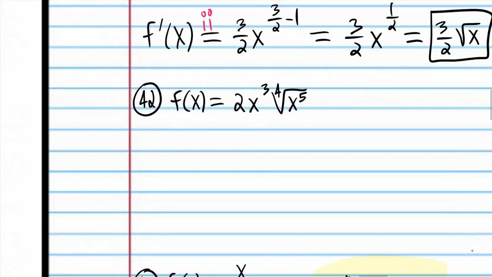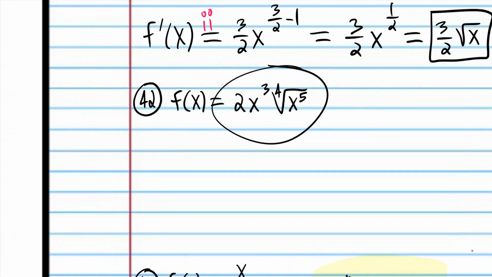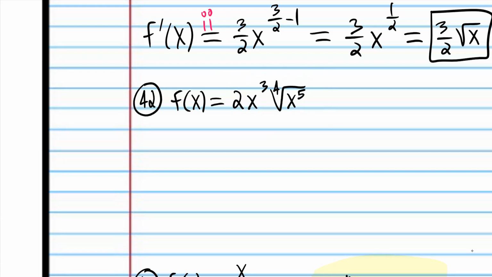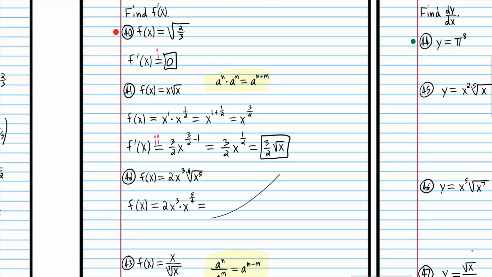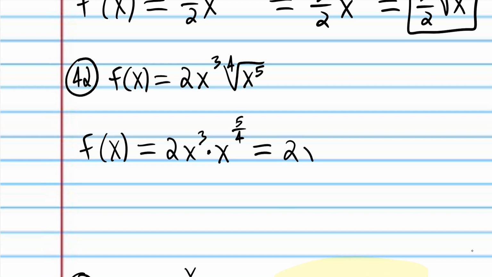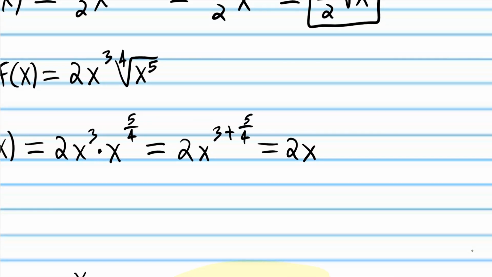Okay, so let's try another one of these. We don't know how to find the derivative function of this function here. It's just too complicated. So we're going to use the exponent rules. We're going to change that expression to x to the 5/4 power. And then we're going to use exponent rule number 1. Again, when you're multiplying powers, you add the exponents. So we have 2x to the 3 plus 5 over 4 power, which is x to the 17 over 4 power.